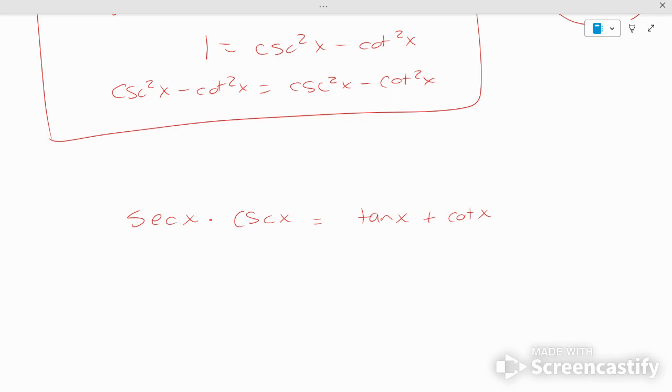How in the heck do we do this? I want to get tangent plus cotangent, and I start out with secant times cosecant. Well, what is secant? 1 over cosine of x, times cosecant, which is 1 over sine of x. So I get 1 over cosine of x times sine of x. Boy, that doesn't look very much like tangent of x plus cotangent of x.